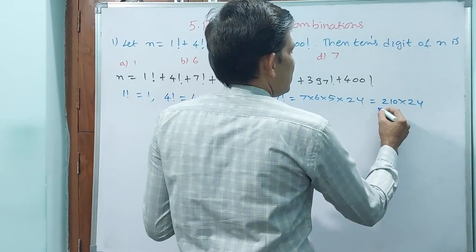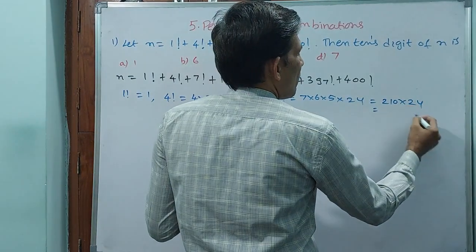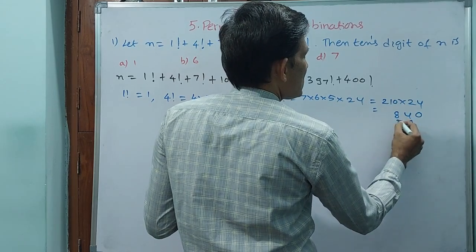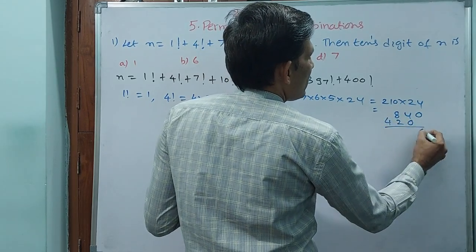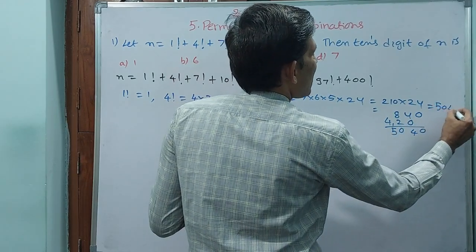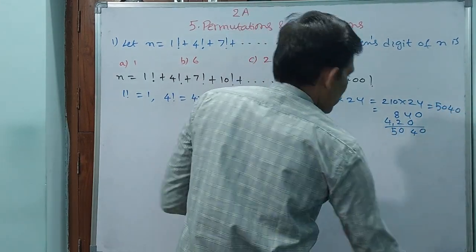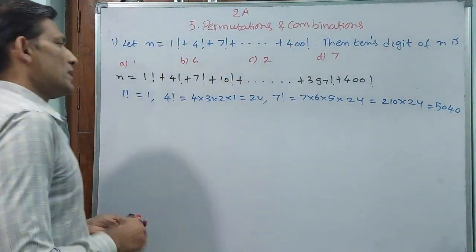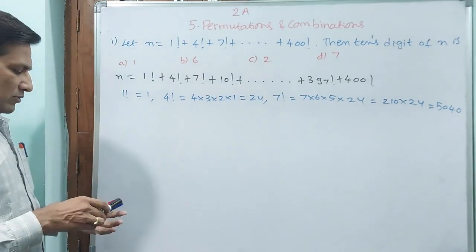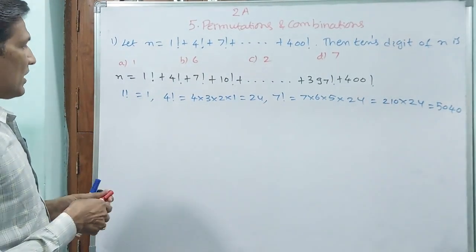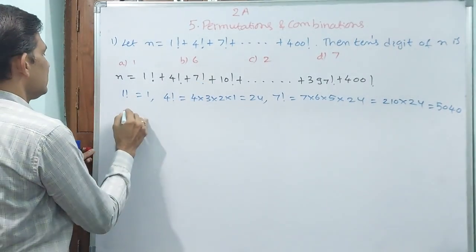Now find this: 210 into 24. 4 ones are 4, 4 twos are 8, 2 ones are 2, 2 twos are 4, so we get 5040. Up to 7 factorial we normally remember: 5040. Now go for 10 factorial also. Actually it is not required, but even then we will go.